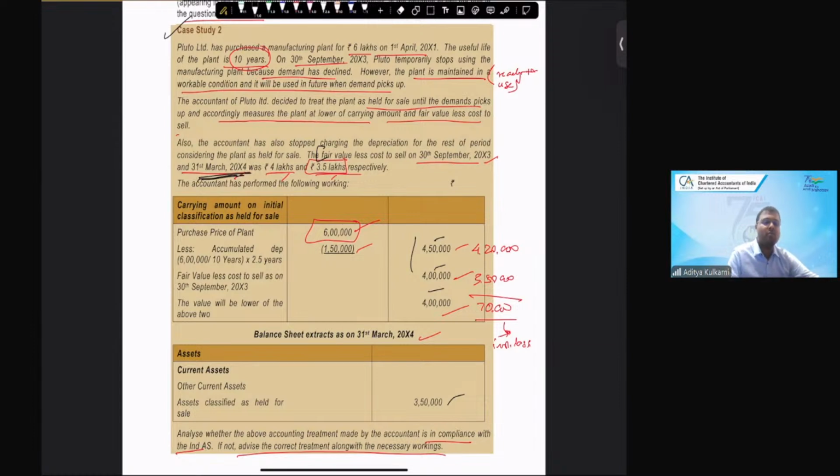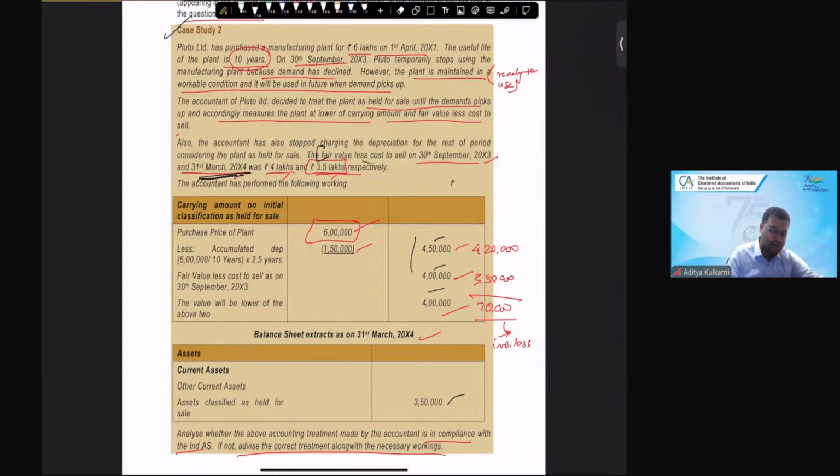Because this question will come for something like 8 marks. If you only tell that this is not an asset held for sale, this is in workable condition, you have to treat it as an asset that is going to be held for use, and therefore you will not categorize it as held for sale. You will charge depreciation for the full year and not for only 6 months. And then you cannot stop at that point. This solution will fetch you maybe 4 marks out of 8. For the remaining 4 marks, we need to understand where this question is coming from.